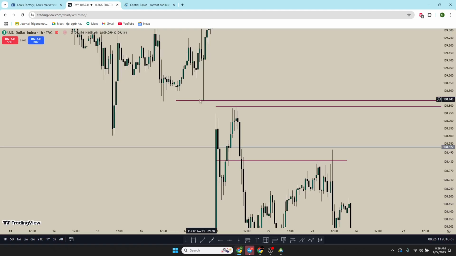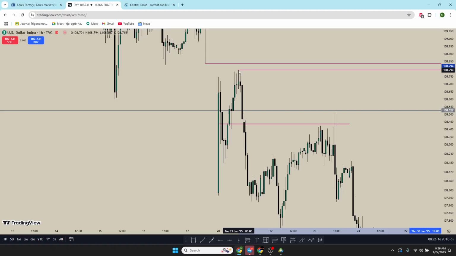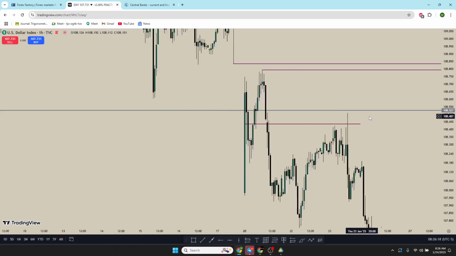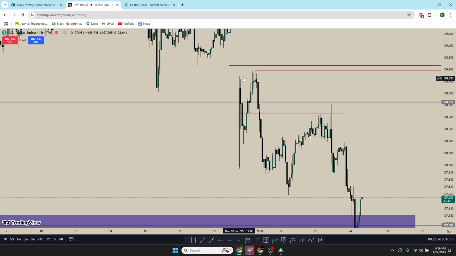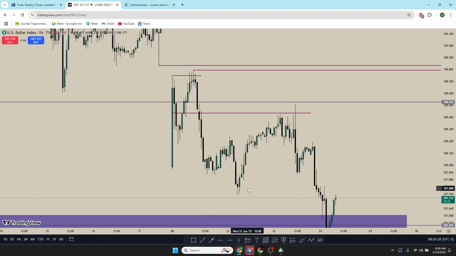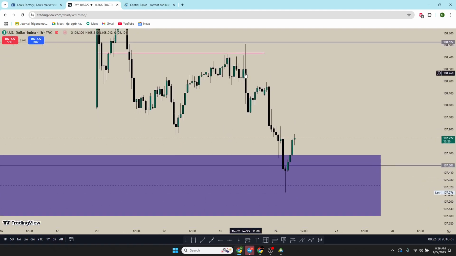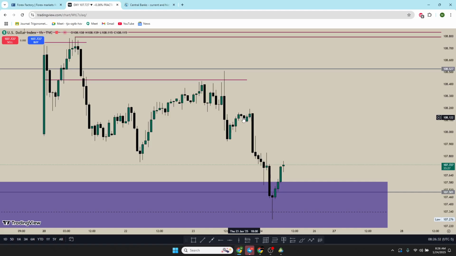Again, this fair value gap is now considered a breakaway gap, right? So we're not going to be looking for price to trade up into there. But again, price trades above an old high, right? And then trades lower. And then same thing for yesterday, Thursday.